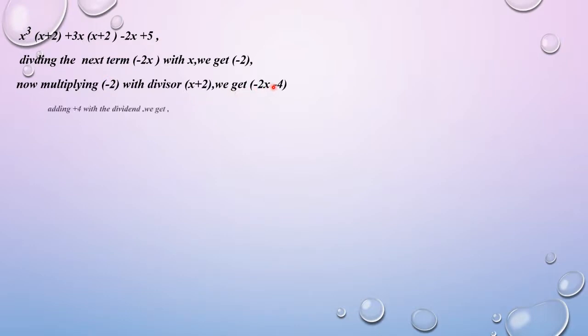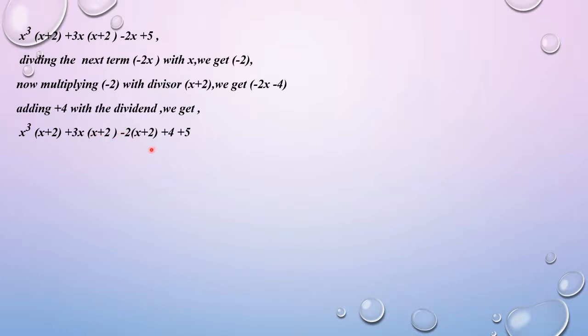We get -2. Now multiplying -2 with the divisor, we are getting -2x - 4. Adding +4 to the dividend, we get x^3 multiplied by (x + 2) + 3x multiplied by (x + 2) - 2 multiplied by (x + 2) + 4 + 5.